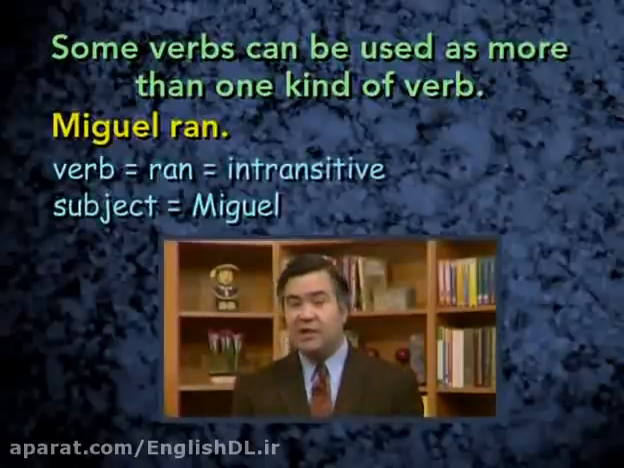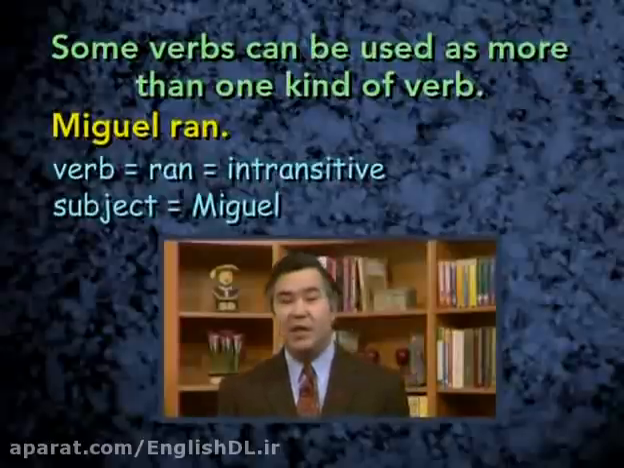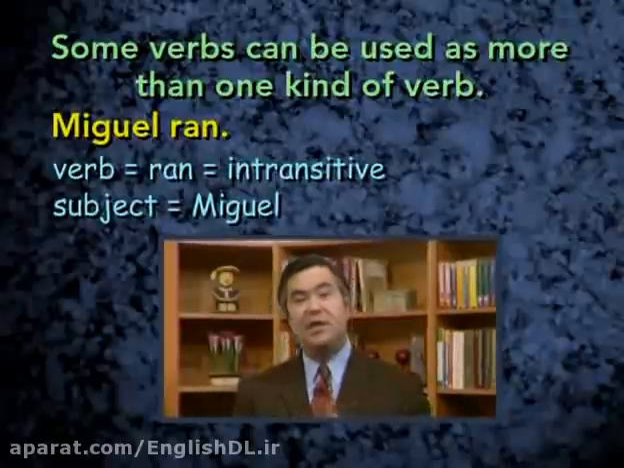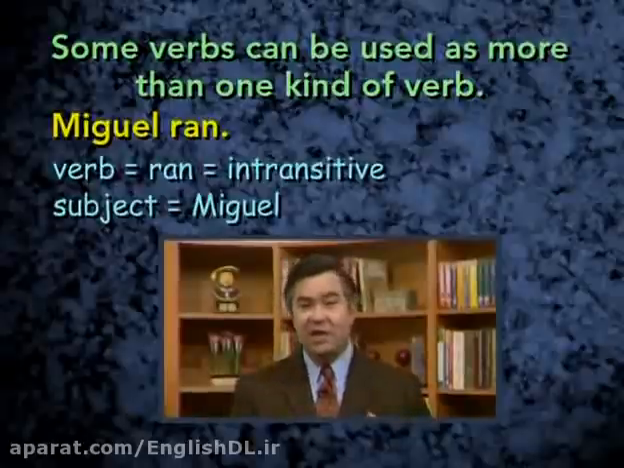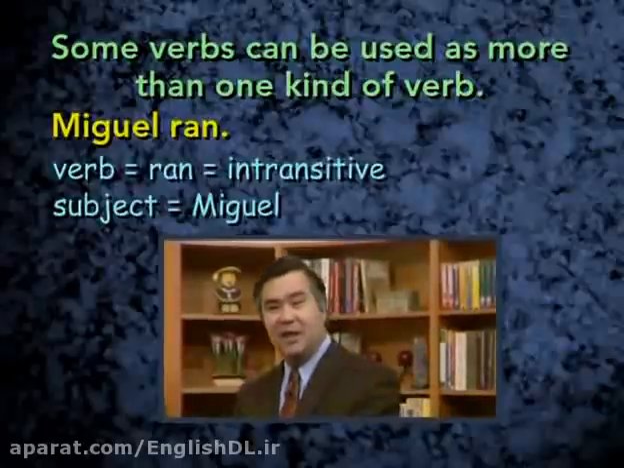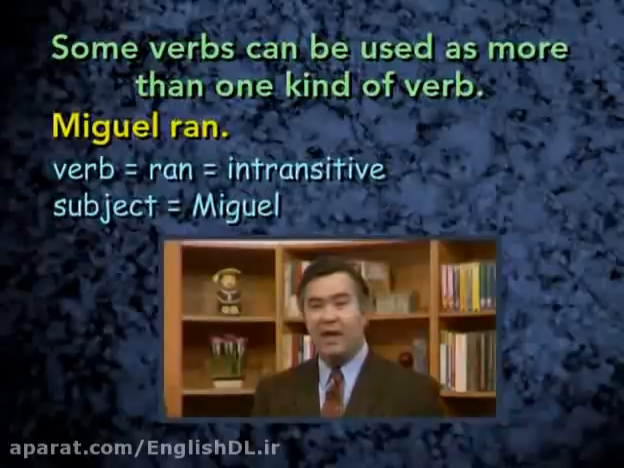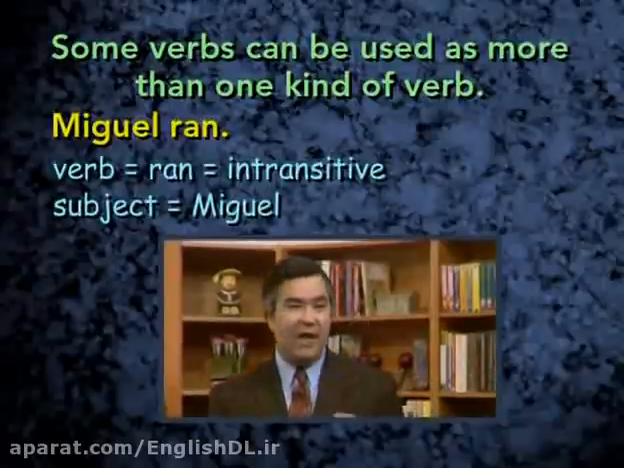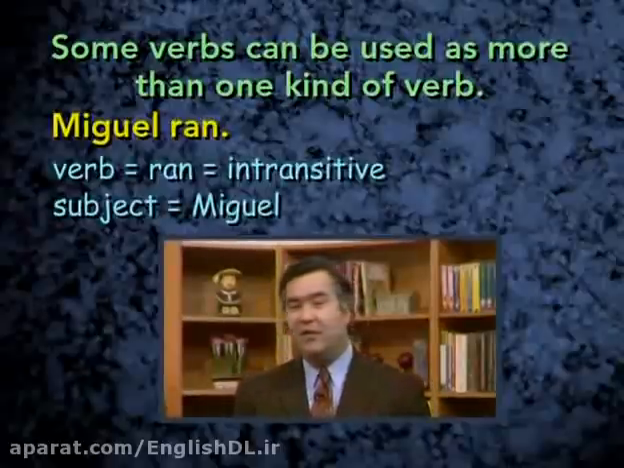Remember that an intransitive verb doesn't have any object. The action simply stops with the verb ran, and the action does not pass on to an object that follows the verb. Miguel ran, a complete sentence in itself, and ran is an intransitive verb.